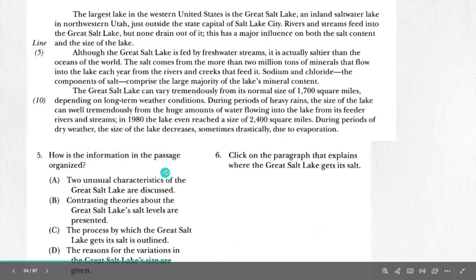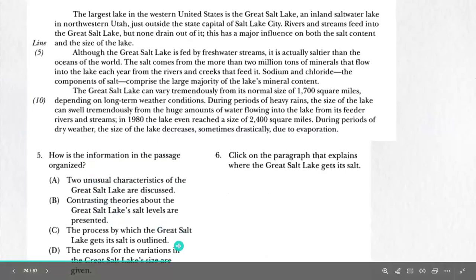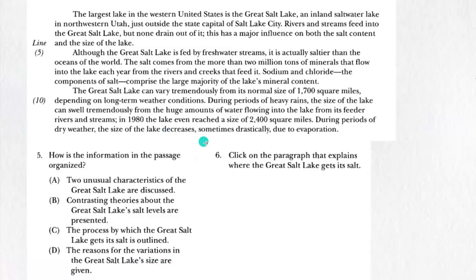Let's see this one. Let's look at the questions first. How is the information organized? Two unusual characteristics are discussed. Contrasting theories, meaning opposite. The processes in which the Great Salt Lake gets salt, or the reasons for the variations. Question 6. Choose a paragraph that explains where the Great Salt Lake gets its salt.